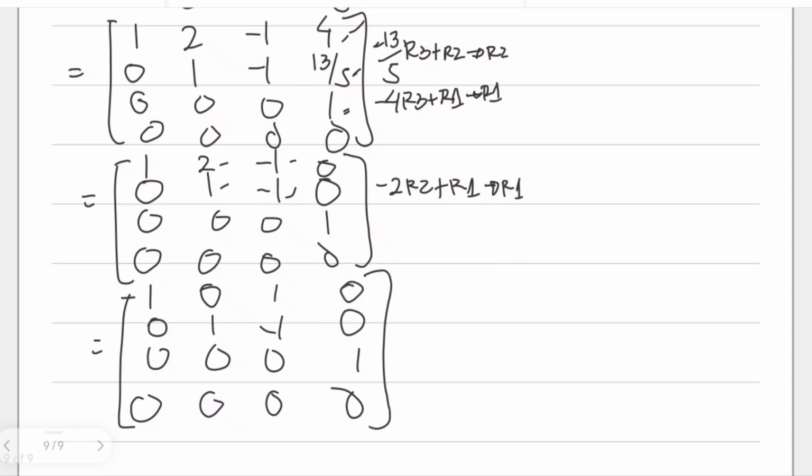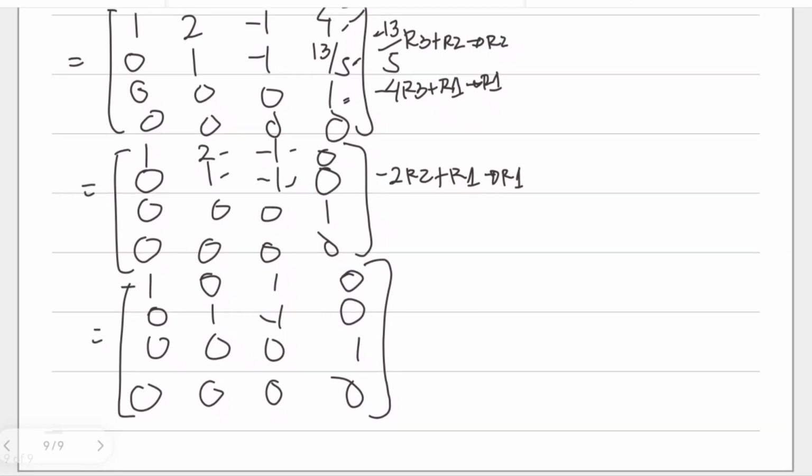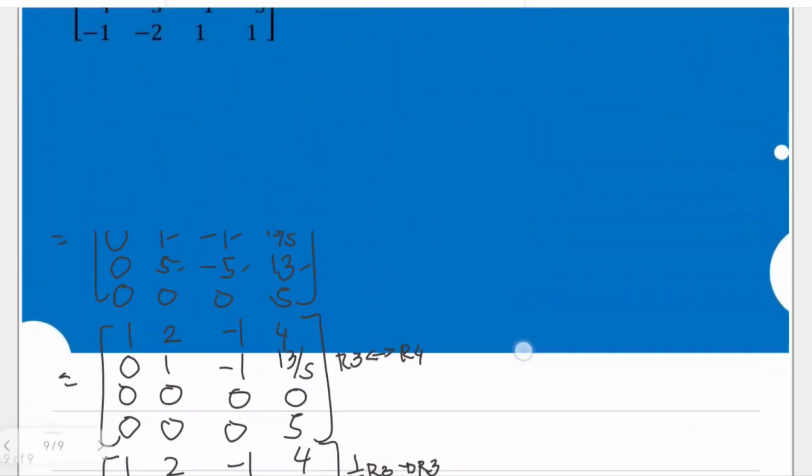Noticeably here, the first column, the second column, and the fourth column contain leading 1s, and these are the pivot columns. We don't consider this leading 1 because we already have a 1 here. So only column 1, column 2, and column 4 are the pivot columns, and they must be part of the basis of the range.